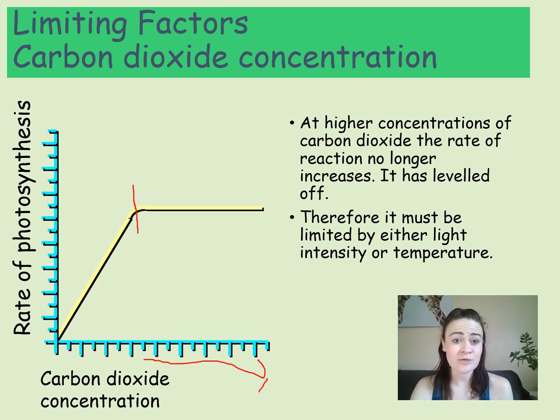If carbon dioxide was the limiting factor, then the line would have to continue to go up in a straight line, not a squiggly line like that. This means because it's leveled off, there must be something else limiting the rate of photosynthesis. Carbon dioxide is no longer the limiting factor. So what could it be? Light intensity or temperature.